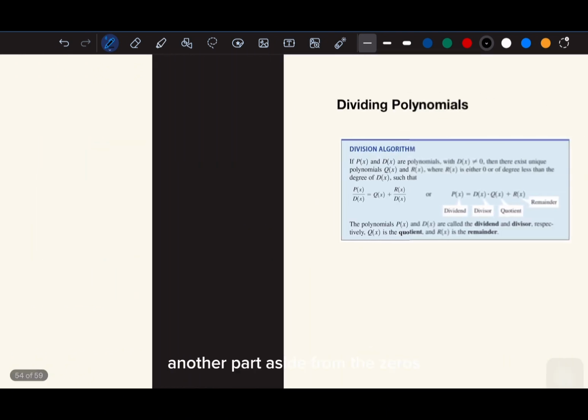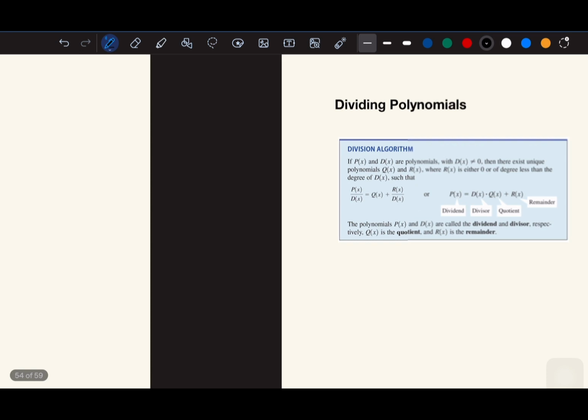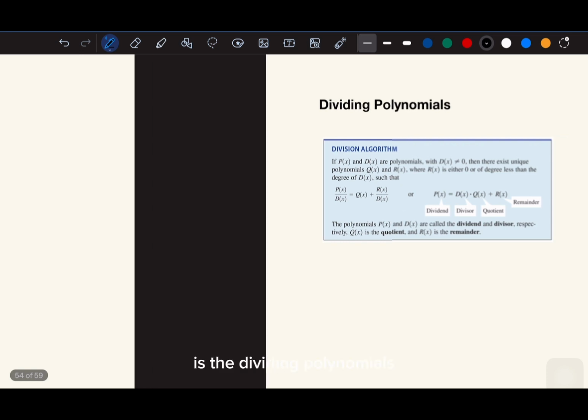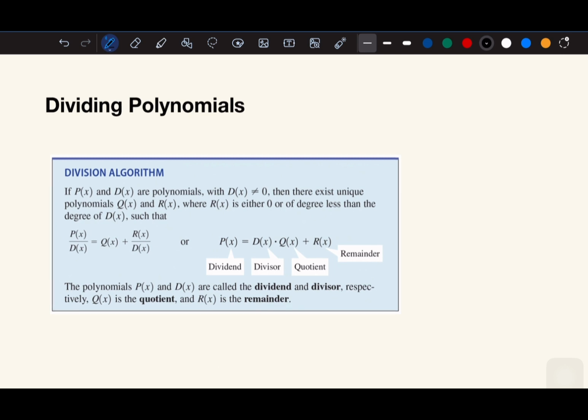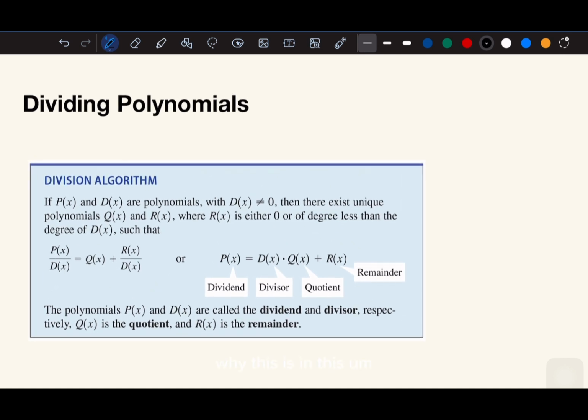Another part, aside from the zeros and sketching the graph, is dividing polynomials. Why is this here? We have zeros, then sketching the graph, and then suddenly dividing polynomials. You will see that later. Dividing polynomials will somehow relate to how to find the solution, or the zeros.